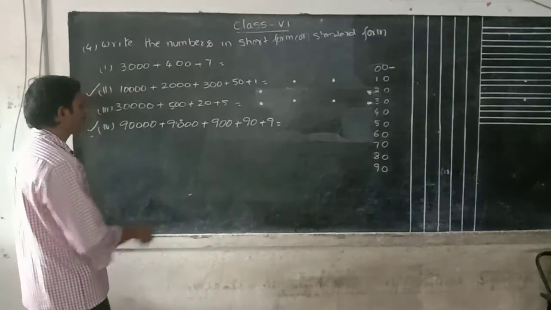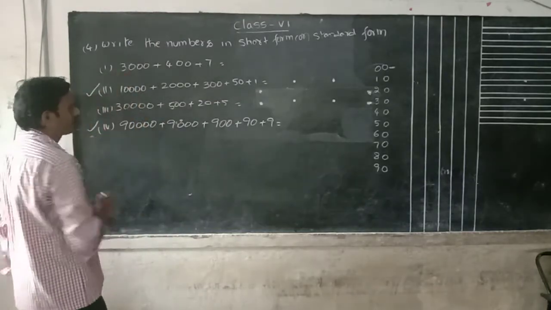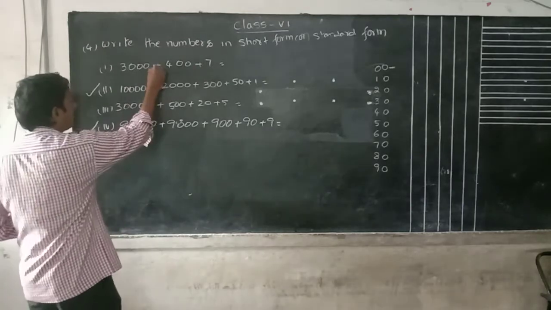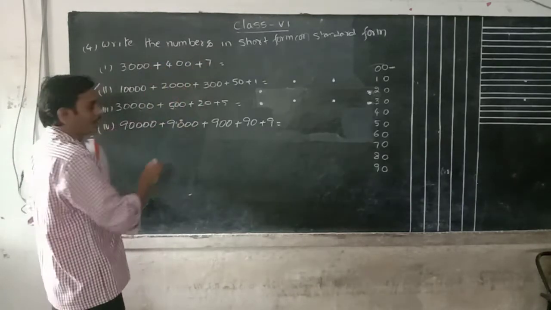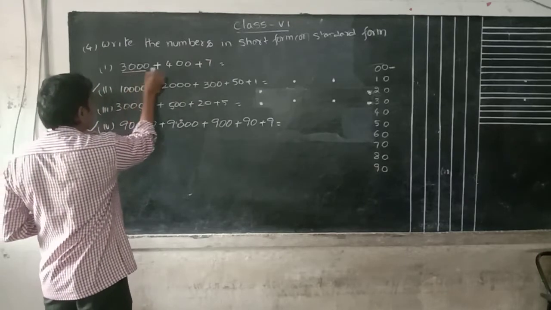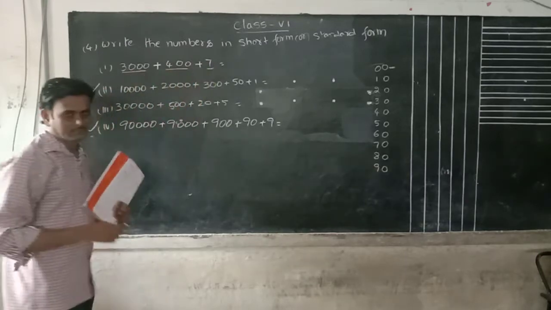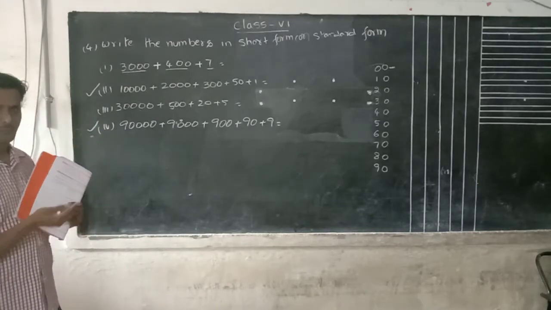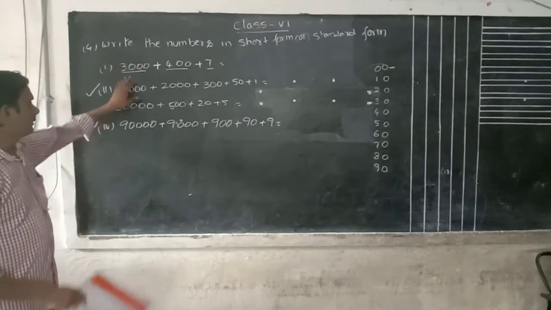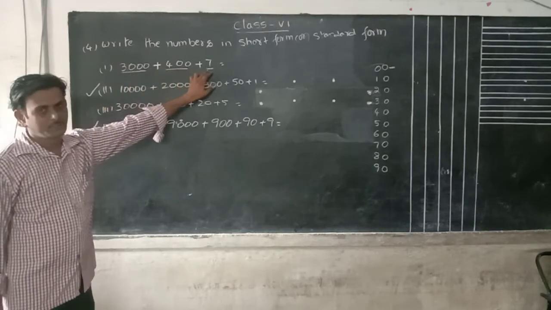Now here, what is the first question? Total how many numbers are there by adding? Here plus symbol is there. How many numbers are there? 1, 2, 3 numbers we are adding. No need to write 1 below 1, no need to add. Without adding also we can do it. Okay, 3,000 plus 400 plus 7 we are adding.